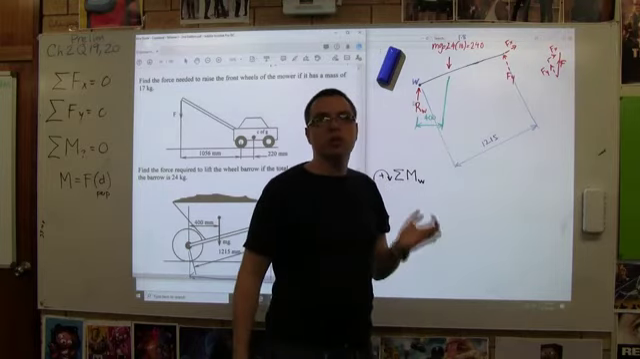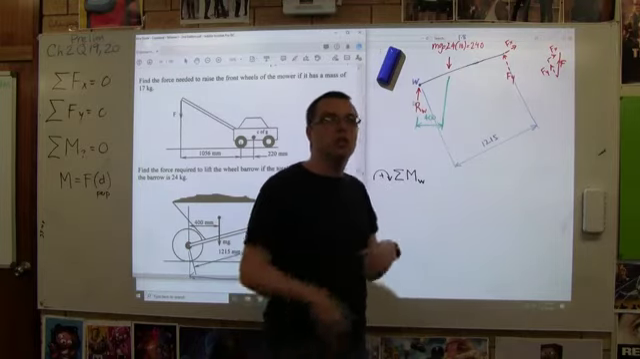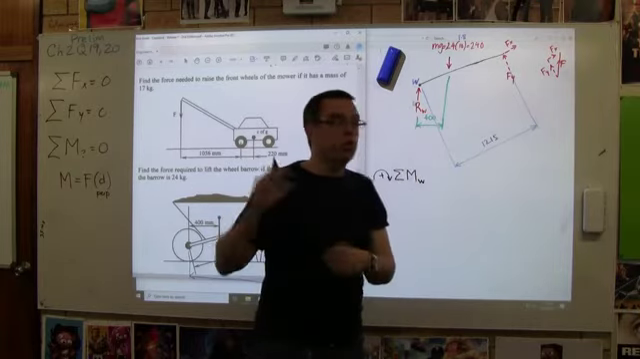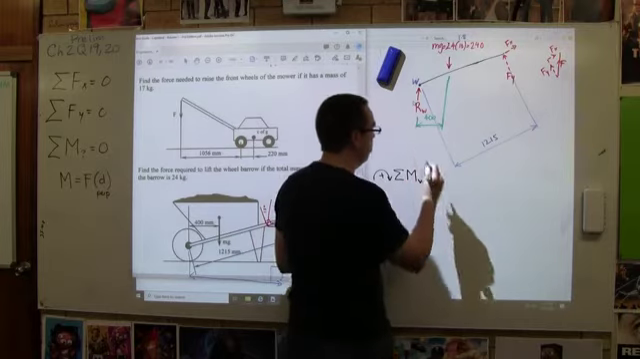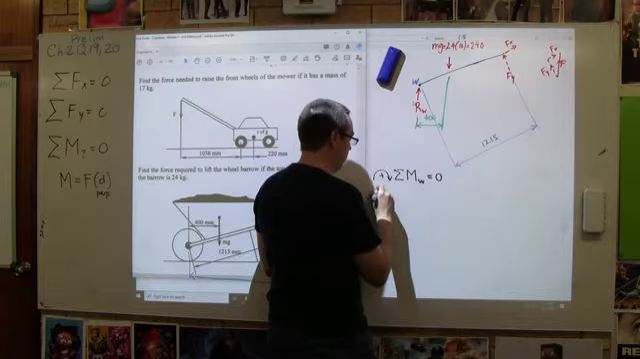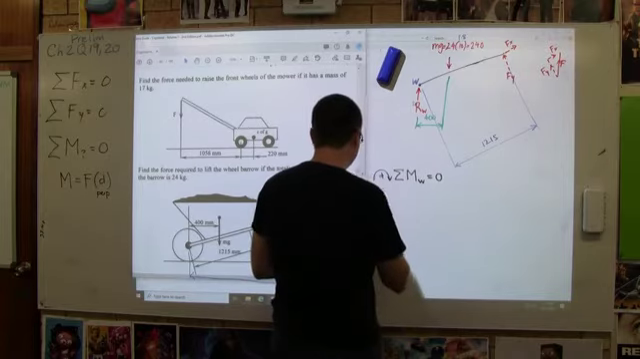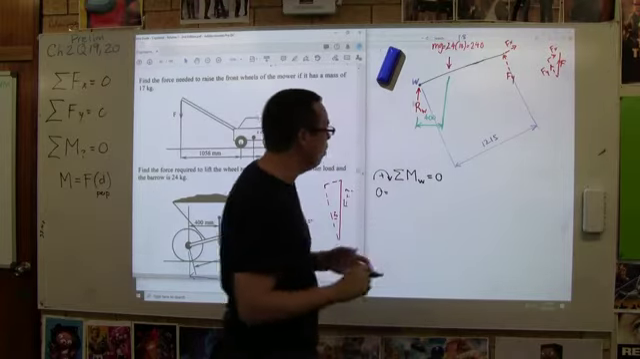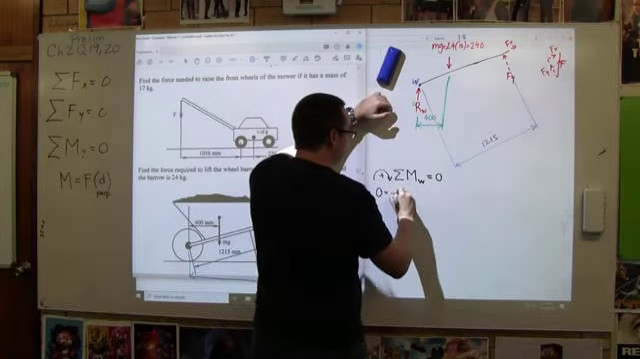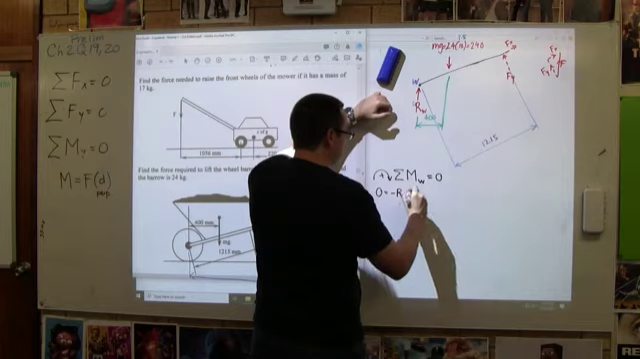So we're deliberately going to choose a location that includes one of the unknowns, and RW is one of the unknowns. So we take moments about RW, so that the perpendicular distance will be 0. That distance equals 0. That's our starting equation. Once we know that, what's our first force? RW. I'm going to write minus RW because it's a lot easier to turn a minus into a plus.